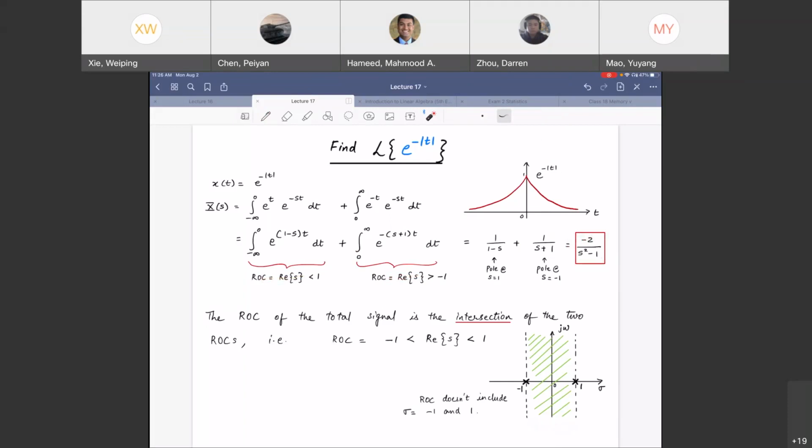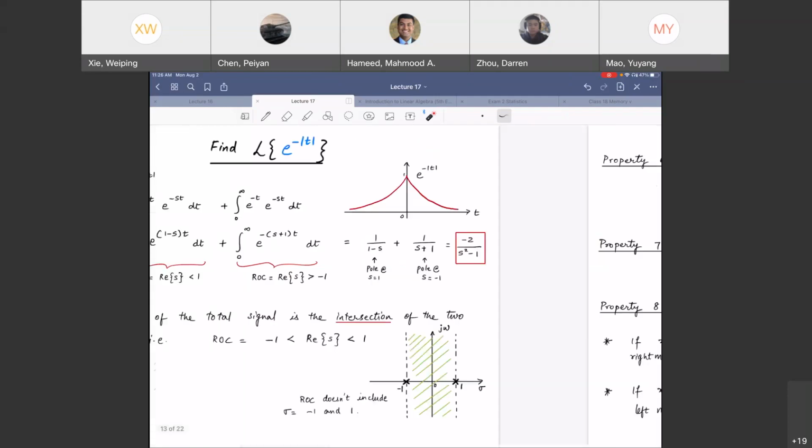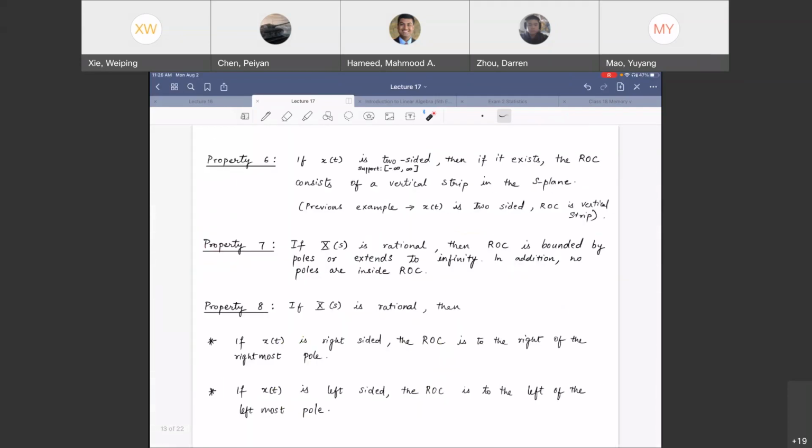vertical strip. So if you have a two-sided signal, then you have a vertical strip as your region of convergence, which leads us to our property 6. Property 6 says if the signal is two-sided, then there will exist an ROC which is a vertical strip in the S-plane. So right-sided was extending right, left-sided was extending left. Two-sided signal, it is a vertical strip.